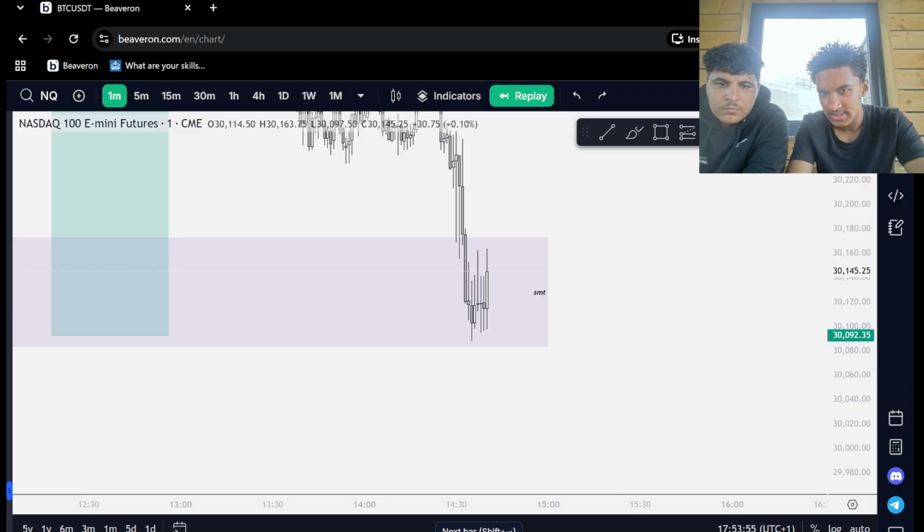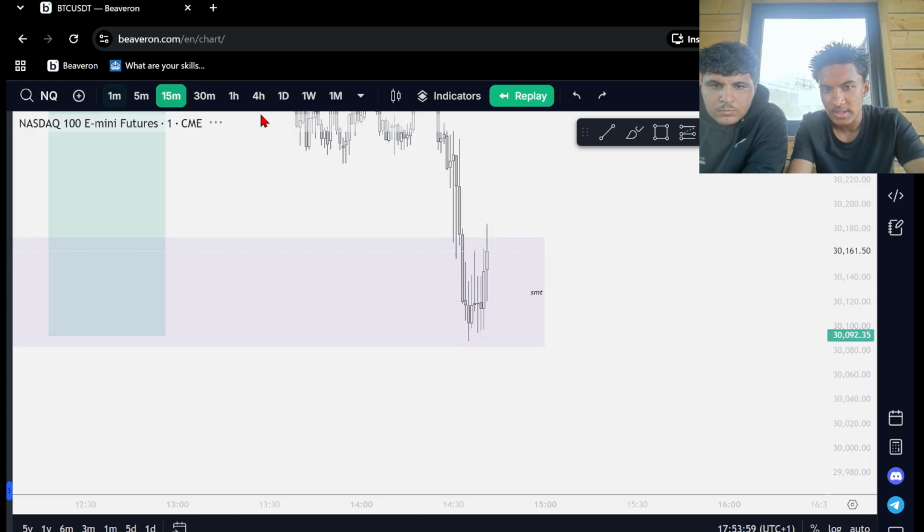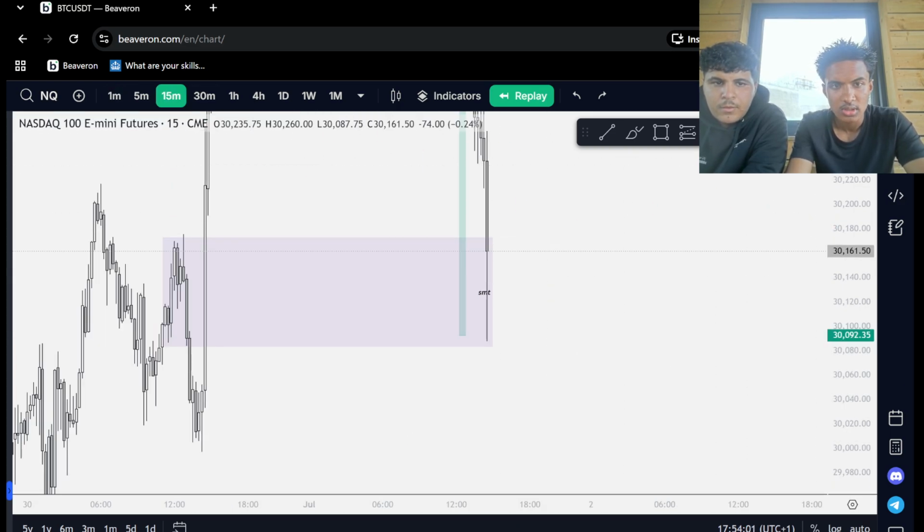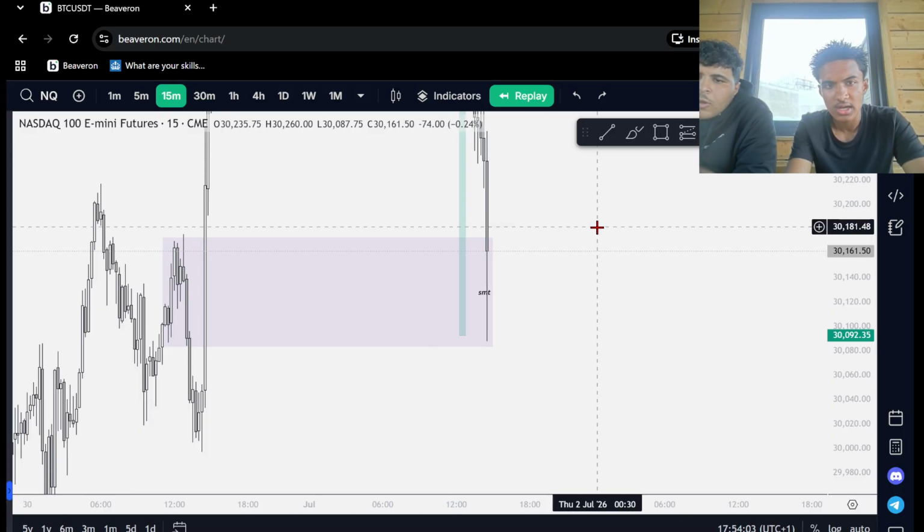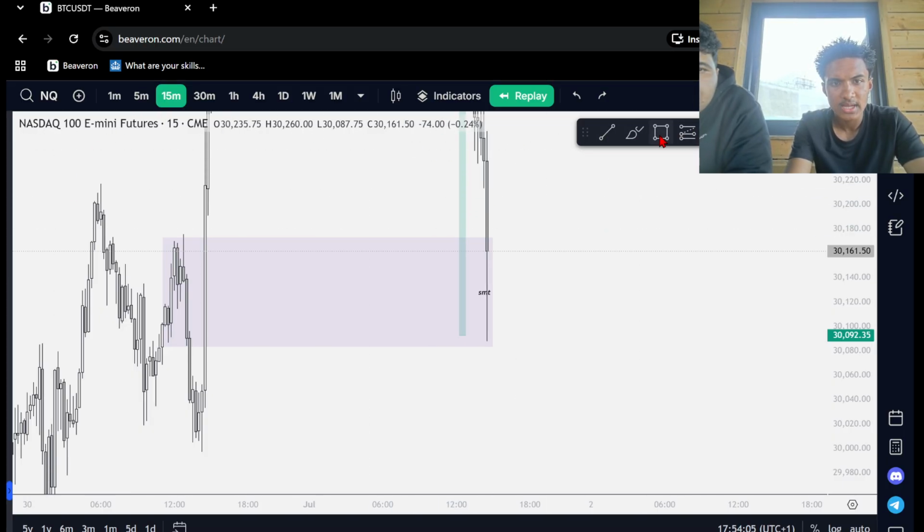Oh yeah, remember this. So we go up and we create a 15-minute rejection block. As you can see, I can't really mark it out. But anyway, just imagine, yeah, that there's a rejection block right here.